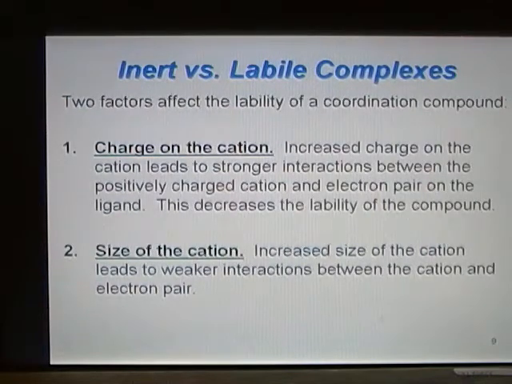If you increase the charge on the cation, that leads to stronger interactions between the cation and the ligand. If there are stronger bonds between the cation and the ligand, this decreases the lability of the compound. Second is the size of the cation. If you increase the size of the cation, there will be smaller or weaker interactions between the cation and the ligand. That means the bonds are weaker, and bigger cations form more labile compounds.